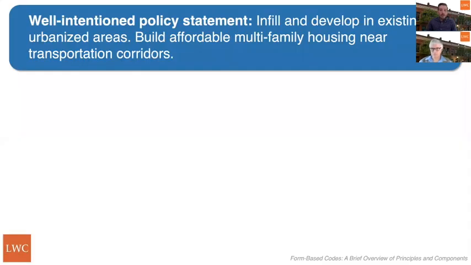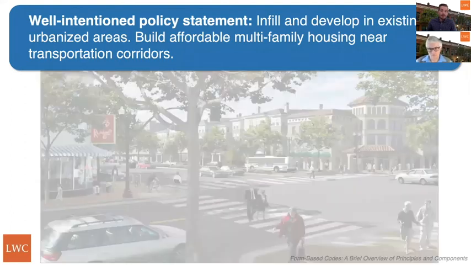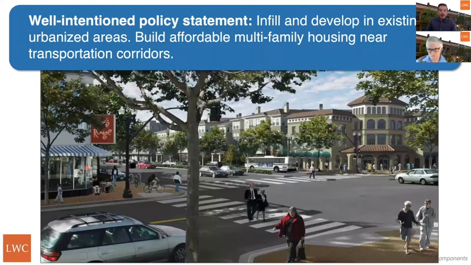Now, many vision documents include policy statements like this that say, infill and develop in existing urbanized areas. Build affordable multifamily housing near transportation corridors. In reading the statement, you might picture something that looks kind of like this. It's an active, vibrant area with multimodal transportation options, has a mix of uses, and multifamily housing.